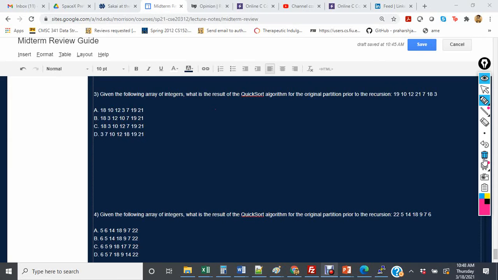So we have 19, 10, 12, 21, 7, 18, and 3. The partition is set to the leftmost value. The next value is the left arrow, and the right arrow is here. We move the left arrow until we find a value that is greater than the partition. So we go to 10, to 12, to 21.